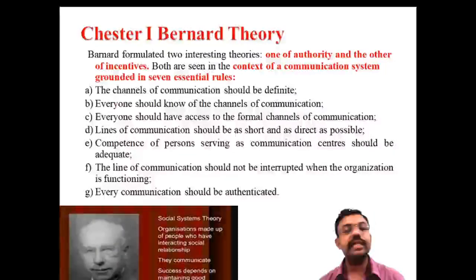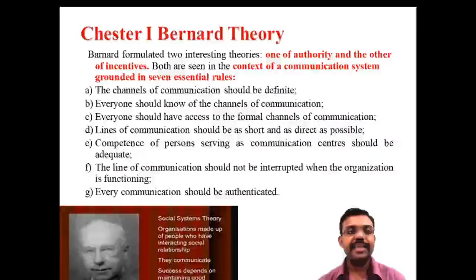And the last one is every communication should be authenticated. In the organization, there must be authenticated communication. These are the 7 important rules regarding the Chester Barnard theory. This theory focuses on authority and incentives, and he sees all the elements in the context of the communication system. So the social system theory: an organization made of people who have interacting social relationships.